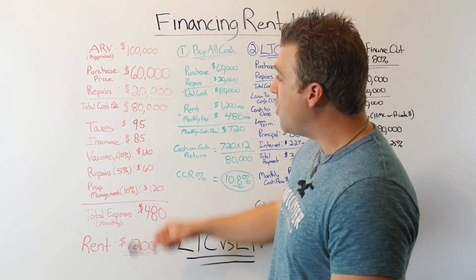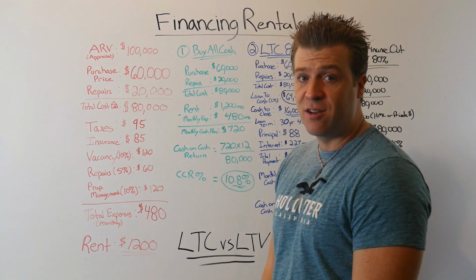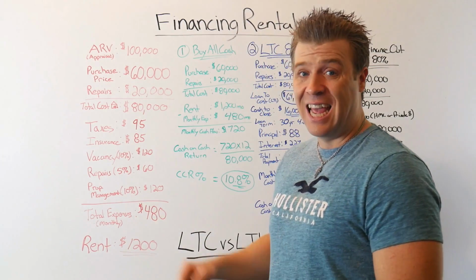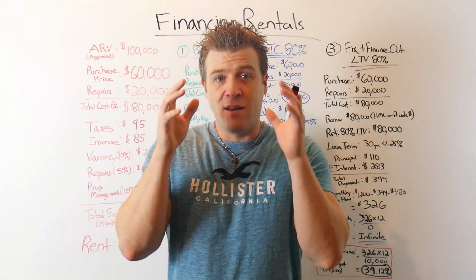So after you add up all your monthly costs, we're going to have about $480 in total monthly expenses. That is my liability to the property. I have to pay this every month, at least, right? And we're going to rent the property for $1,200. So let's look at the first example.